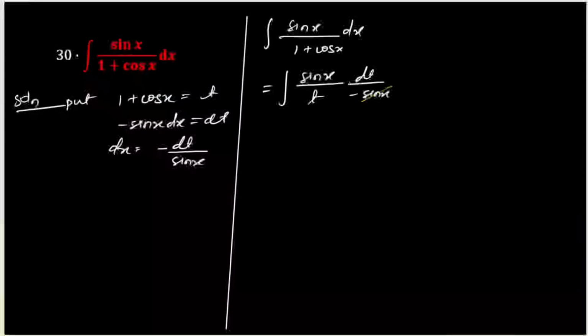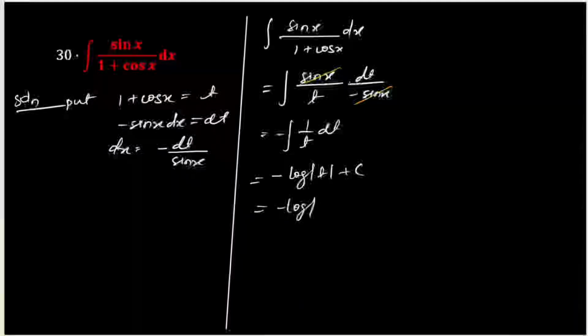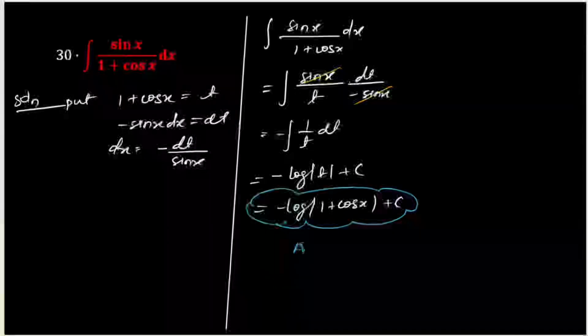Sin x is cancelled, giving minus 1 by t into dt. This is minus log of t plus c, and replacing t with the term of x, where t is equal to 1 plus cos x, we get minus log of 1 plus cos x plus c. This is your answer.